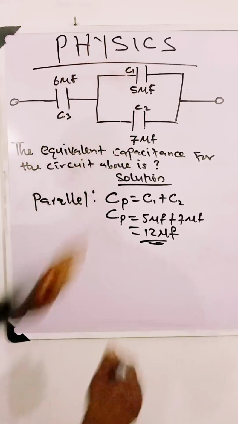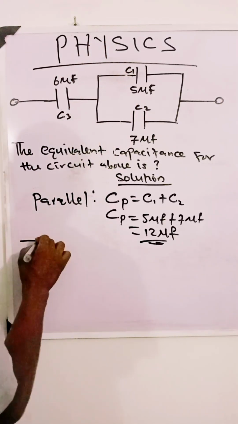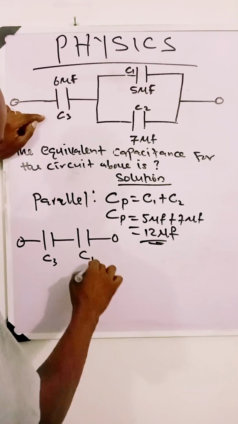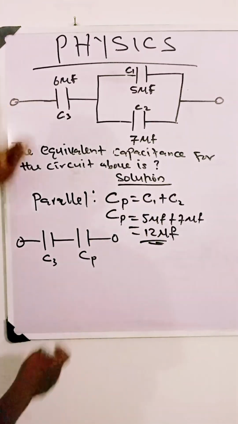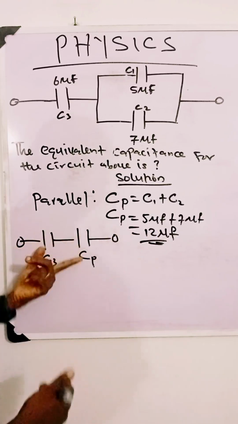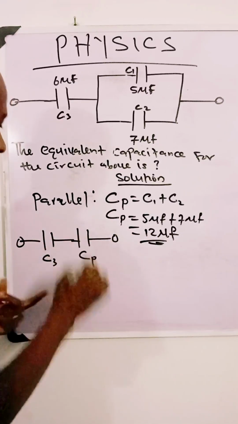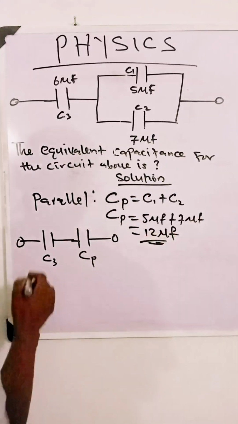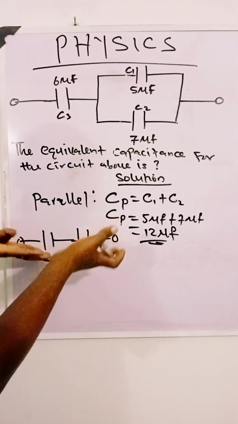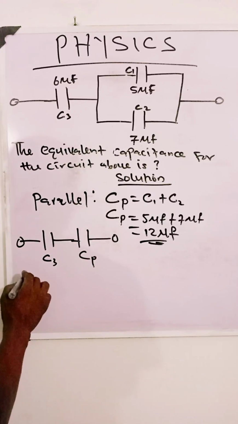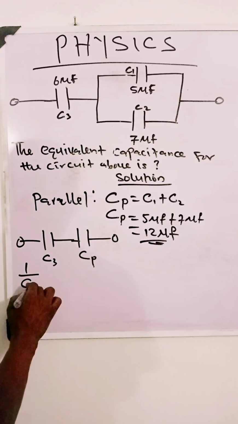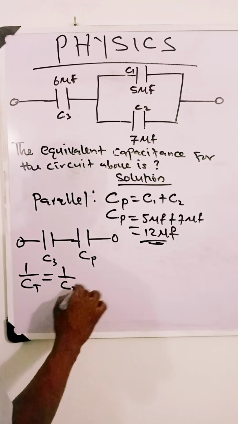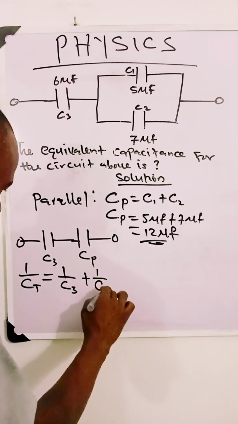Now I'm going to redraw my circuit in a very simple way like this. This is my C3, this is my Cp, and I've calculated my Cp as 12 microfarad. You see, now the capacitors are connected end to end, which is in series. So for my equivalent capacitor, because there is not any other connection again, I'm going to have 1 over C total, that's the equivalent capacitor, is equal to 1 over C3 plus 1 over Cp.